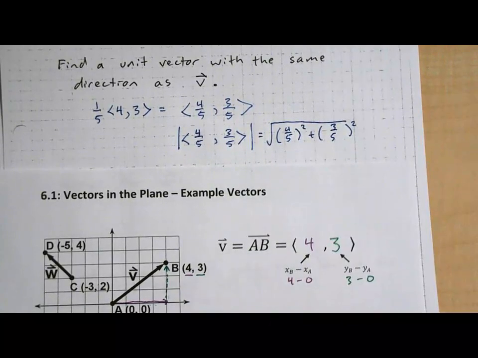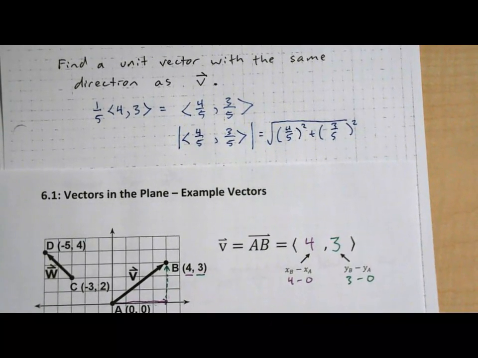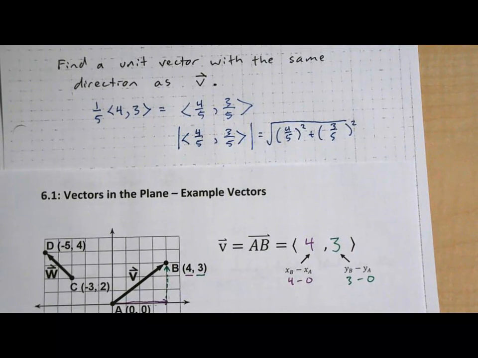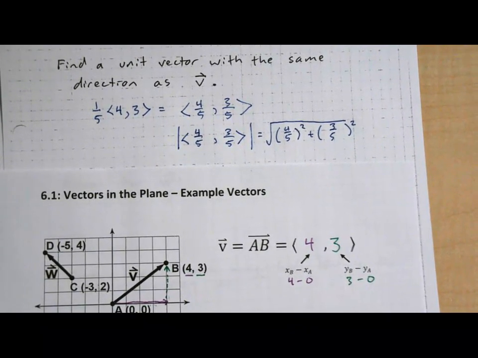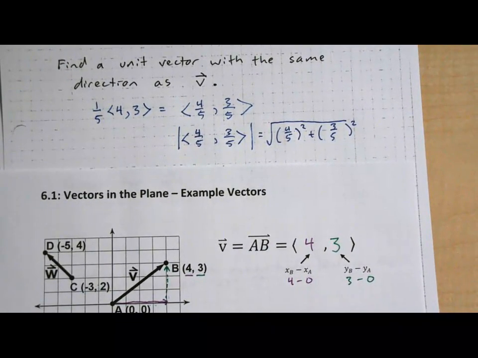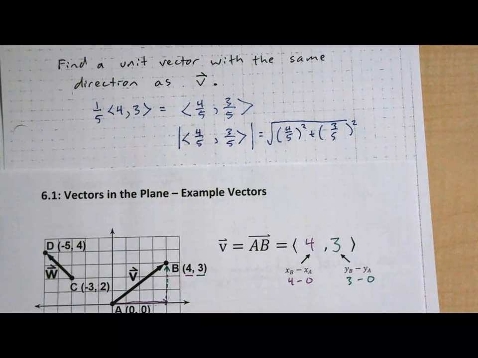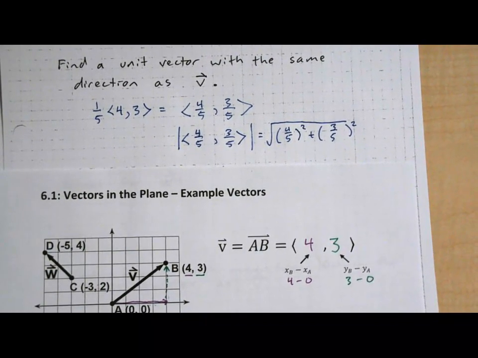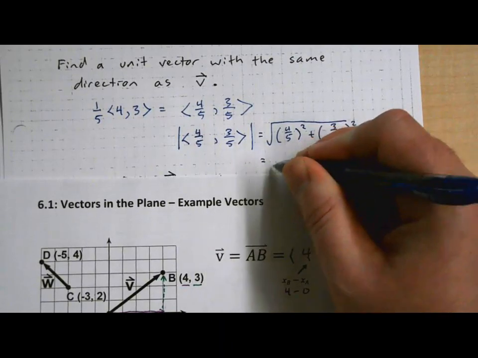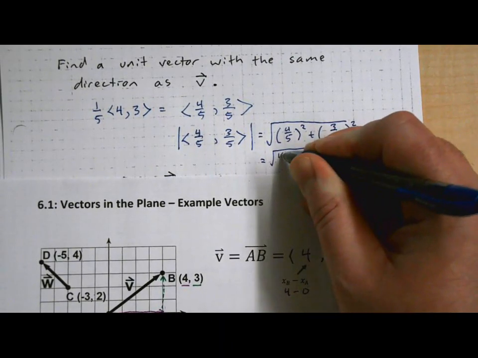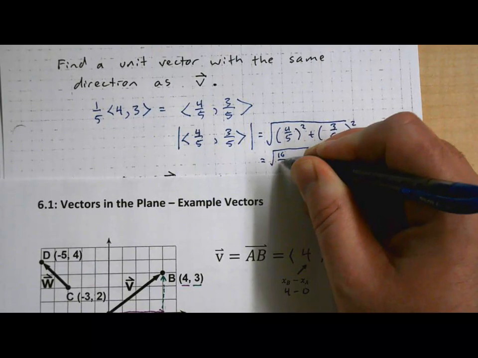Don't just copy my work. I want you to prove to yourself, not for me to prove to you. So do your own work. You're fully capable of doing this. You know how to square fractions. You know how to add fractions. You know how to take the square roots of fractions. Does it come out to 1?